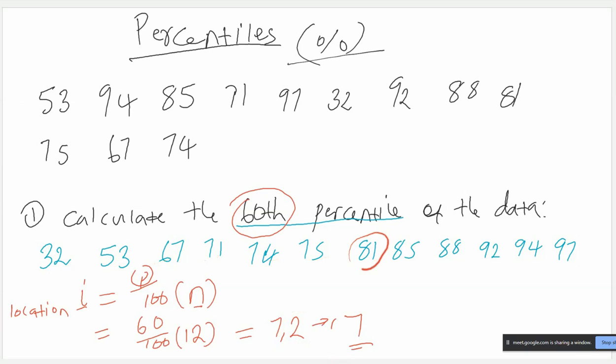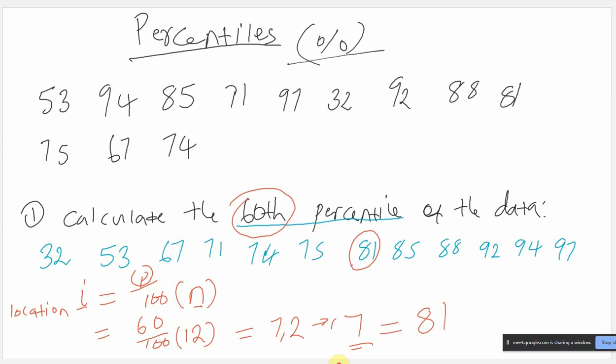So this position, that is where you're going to find your 60th percentile. So this means it is 81. You don't have to write percent, but this is the mark which was obtained in the 60th percentile. Yeah, that's how you calculate percentiles.